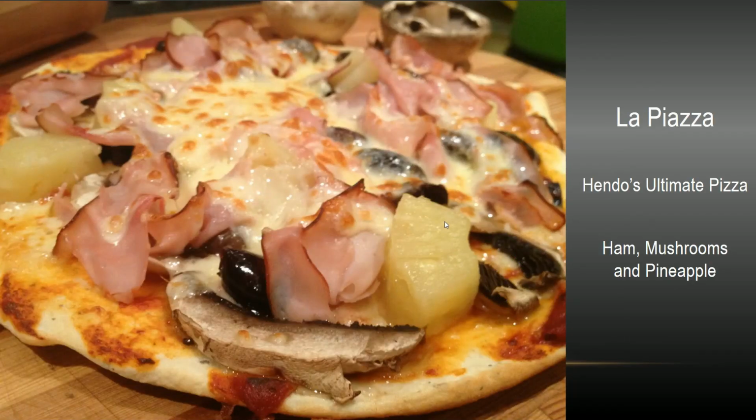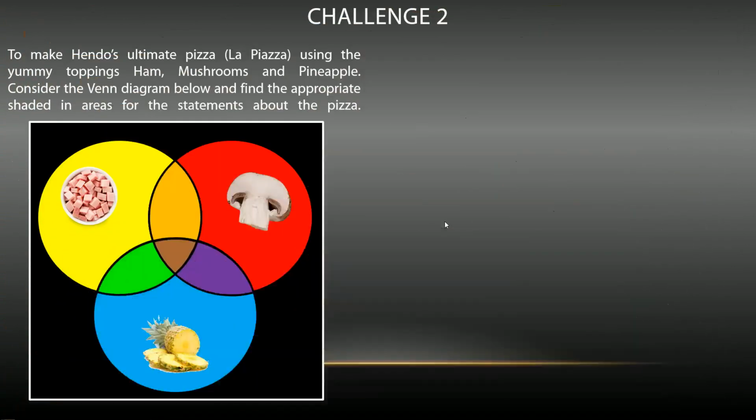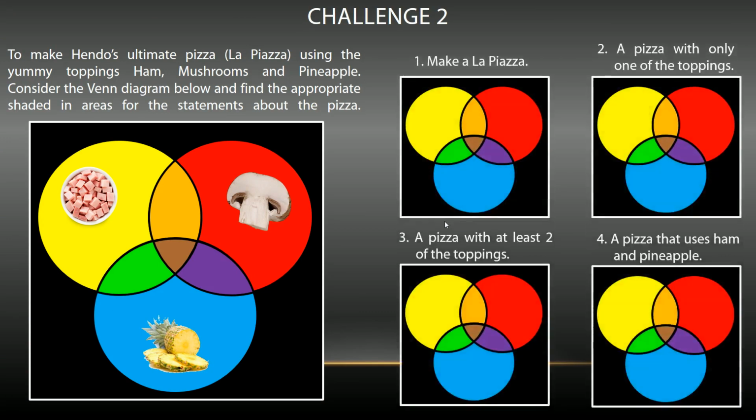And now here's the final version we're going to do. So this is the La Piazza, which is my favorite pizza. So it has ham, mushroom, and pineapple. Okay, so in which Venn diagram, what colors would make a La Piazza? Have a go at trying to do all 4 of these. Okay, so have a pause, try and do these, and we'll come back.